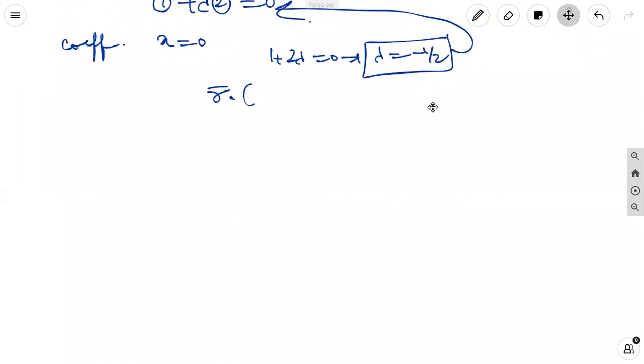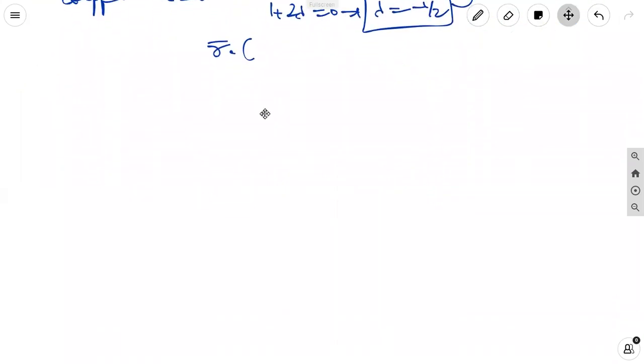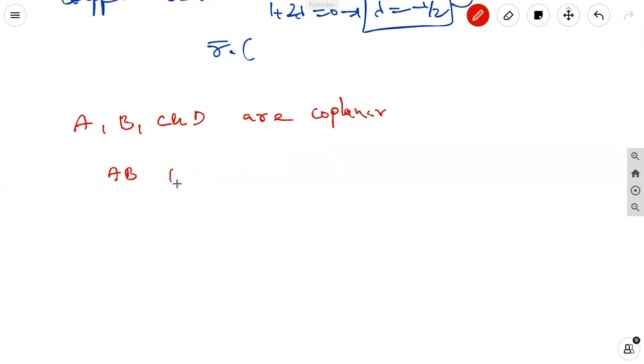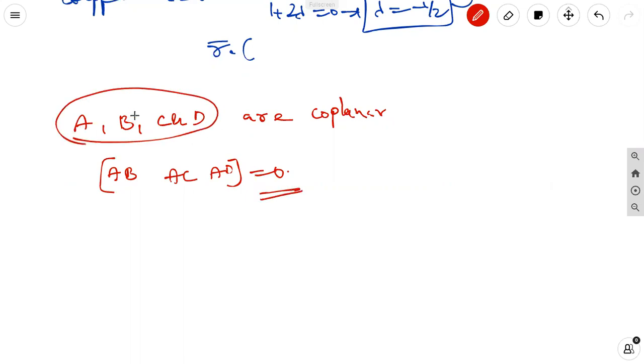So what is the sixth problem? Prove that the 4 points A, B, C and D are coplanar. What is the relation of the coplanar? Volume of AB, AC, AD is equal to 0. When we can show this relation, then the 4 points are coplanar points. You do the 16th also as homework.